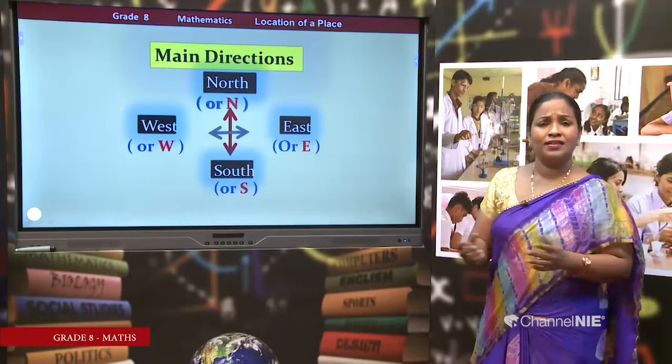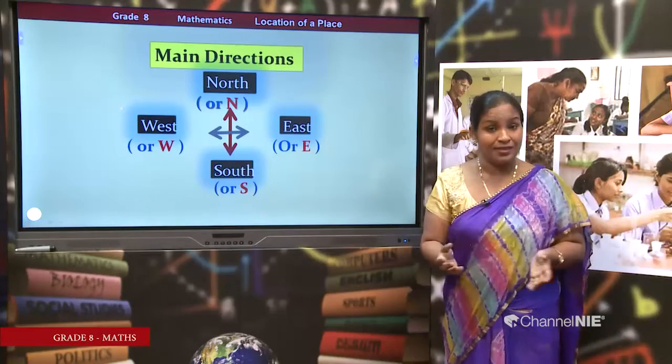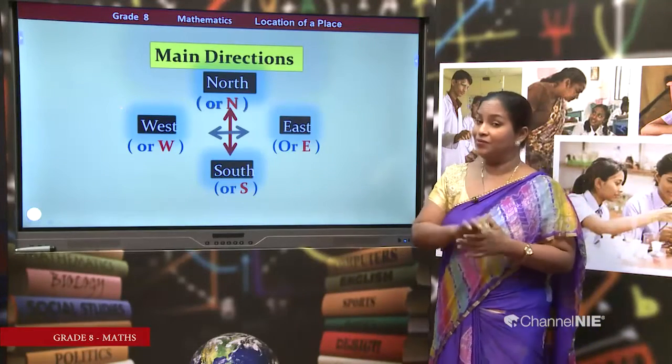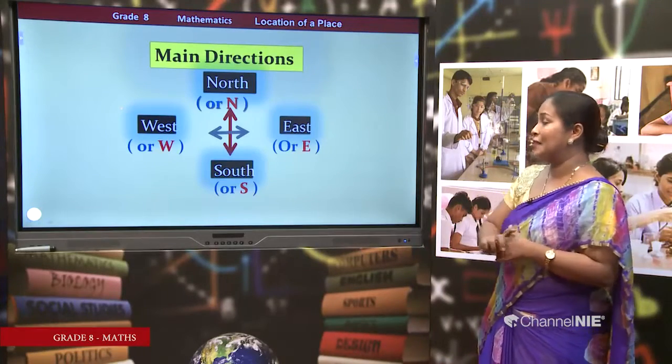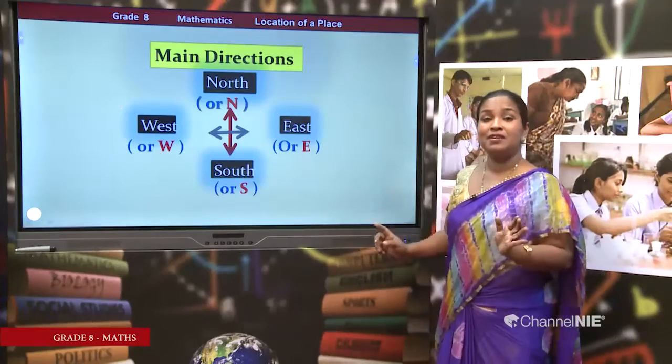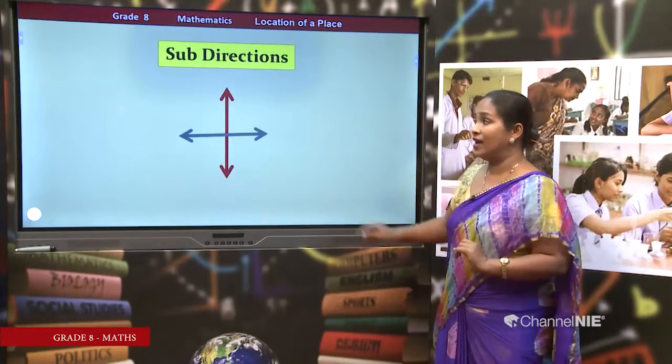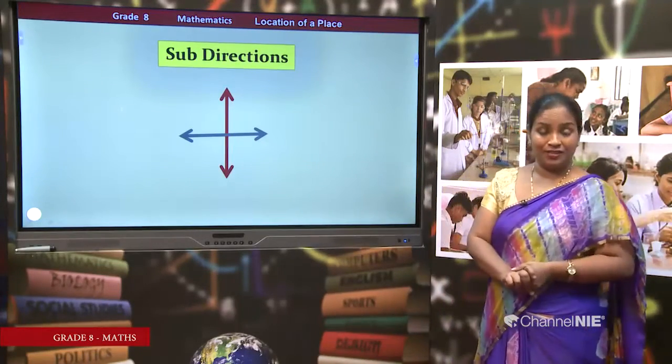What else do you know about directions? Do you know some other directions? I know. I can hear you. Yes. Shall we check them? So, there are some other directions. They are called subdirections. Okay.